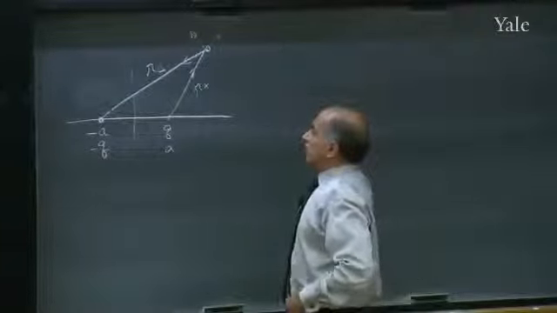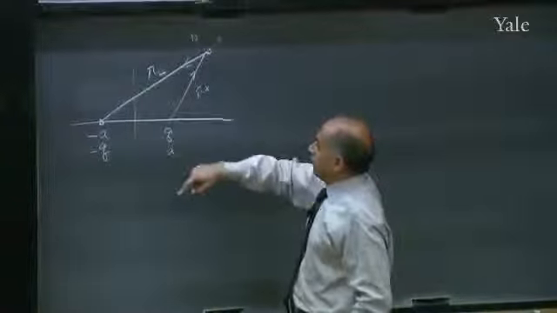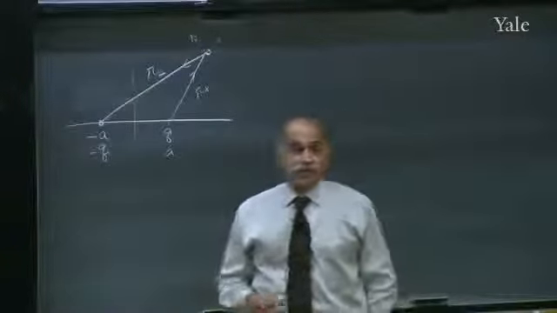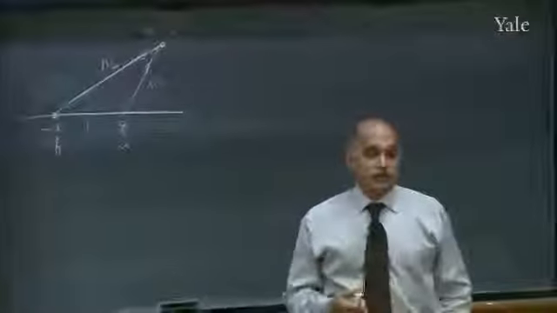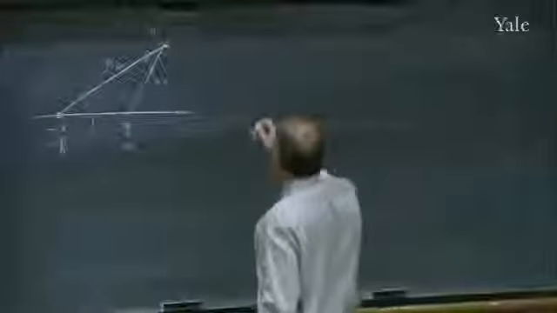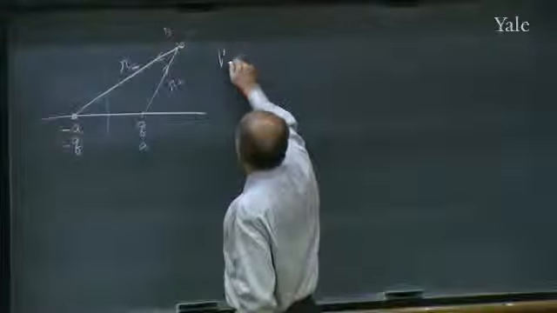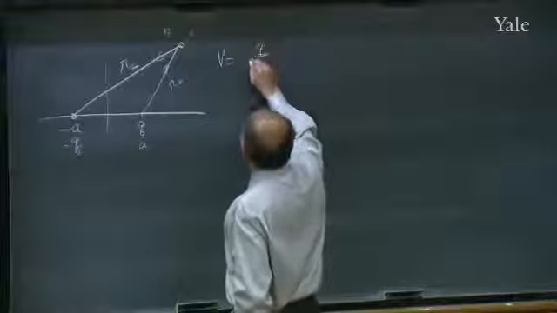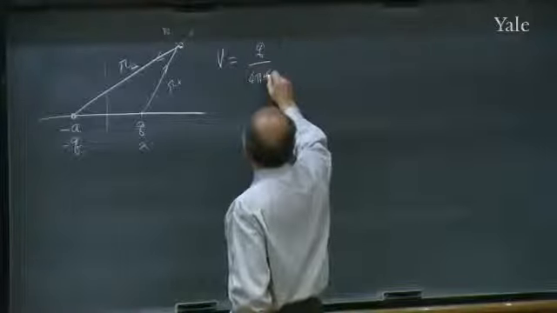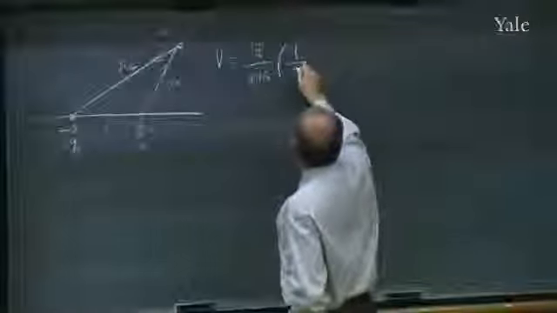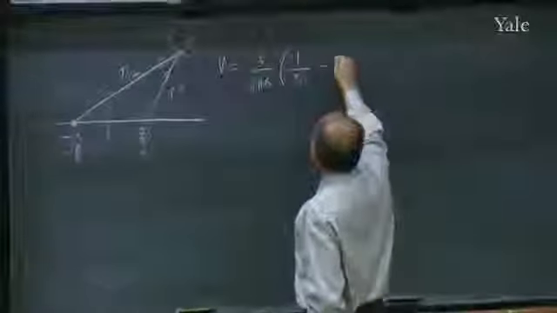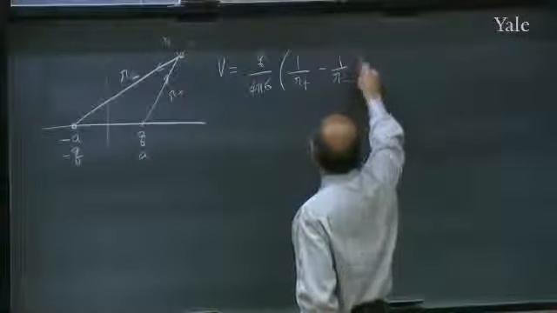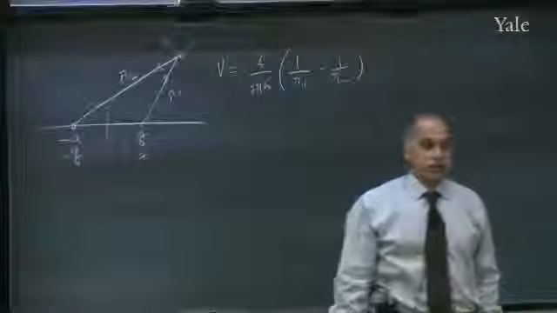What we will do instead is to find the potential everywhere, then take the x and y derivatives of the potential to get the Ex and Ey. So let's do that. Let's find the total potential due to these two charges. It's Q over 4 pi epsilon 0 times (1 over R plus minus 1 over R minus). That's it.